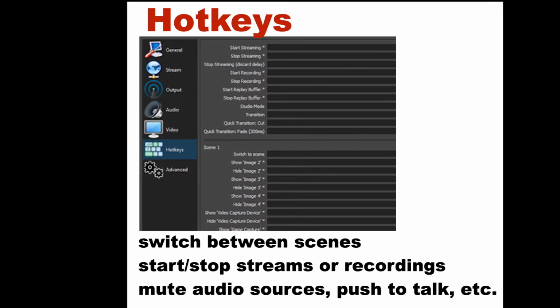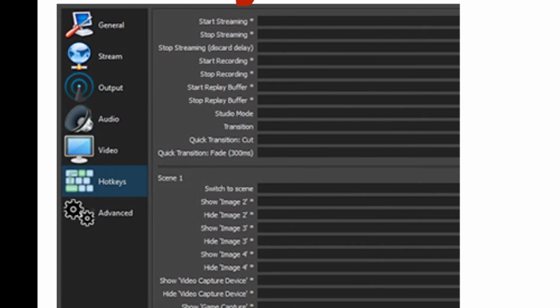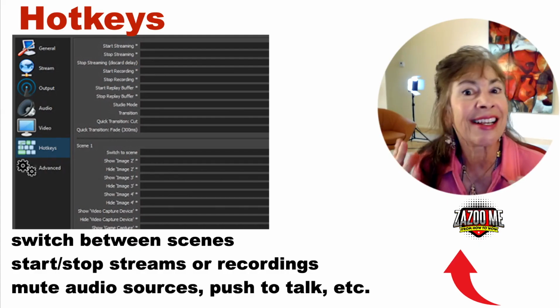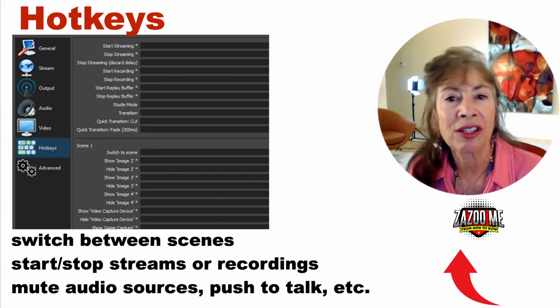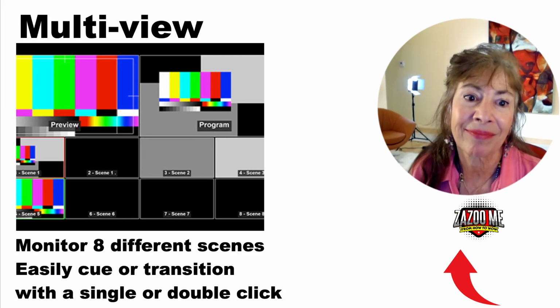OBS also gives you what are called hotkeys, and hotkeys are so cool because they allow you to switch between scenes, start or stop streaming or recording, mute audio sources, all kinds of things with just the push of a single button. And that's a great feature.